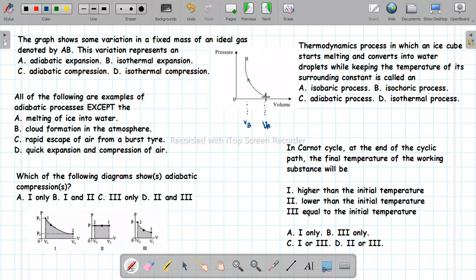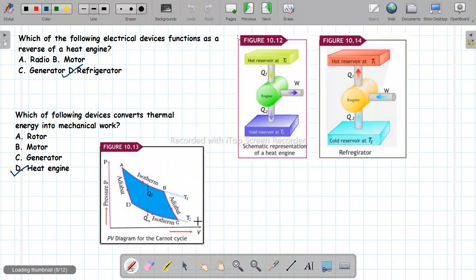A से B तक जाने में volume of the system was reduced. So one thing for sure, it was compression. So expansion वाले दोनों options को exclude कर देते हैं. Now this compression is isothermal or adiabatic. उसको आंसर करने के लिए हमें ये PV diagram देखनी है Carnot cycle.